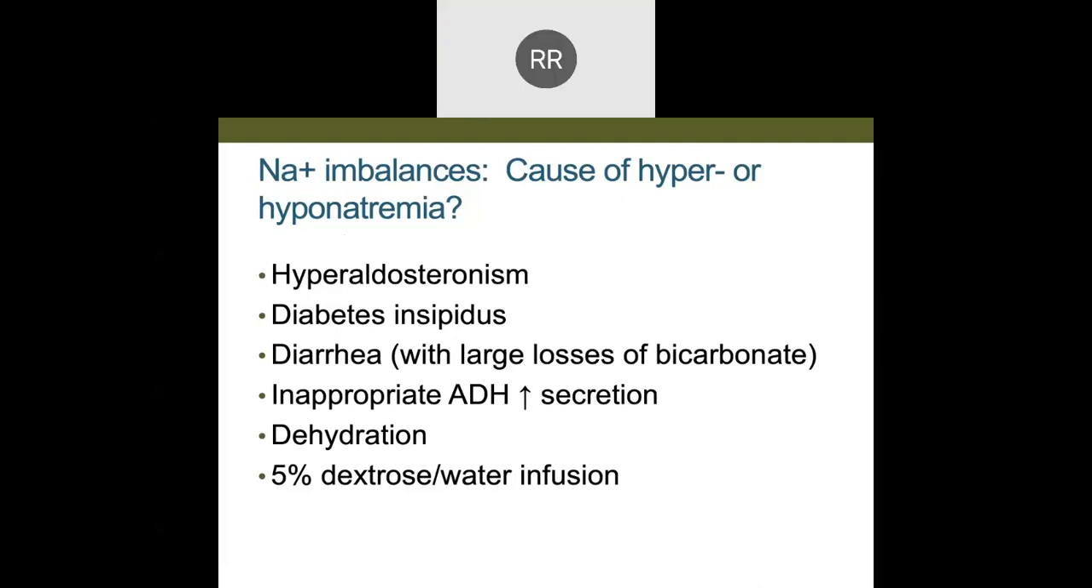Dehydration. Let's say I'm losing water and I'm not rehydrating. I'm losing water, so sodium is up. Sodium goes up. So it's hyper. Correct.